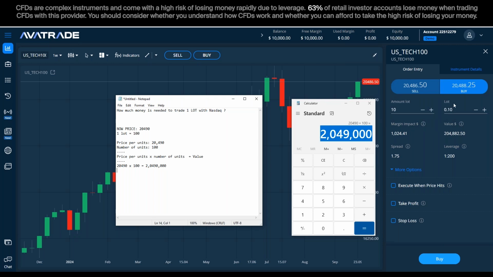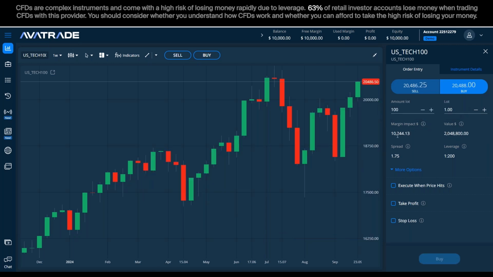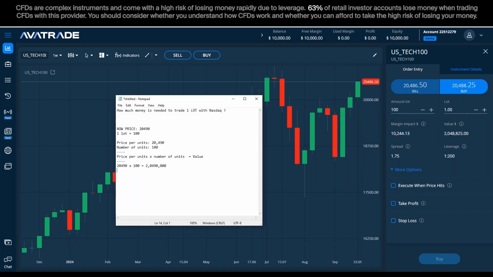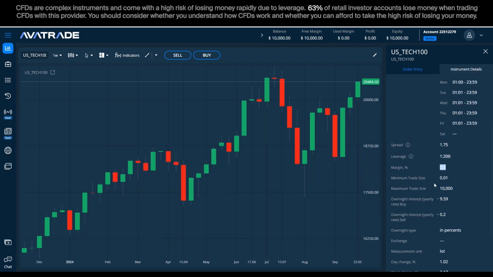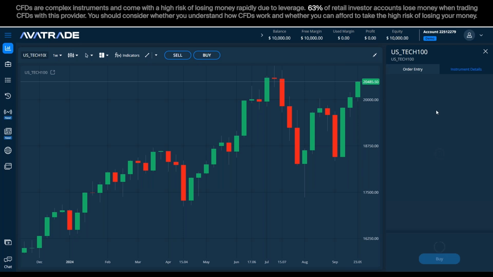And how did the margin impact turn out to be 10,000 and not this way? That is because of something called leverage. The leverage is 1 to 200, since this is a global account and not a European account. What it does is it multiplies buying and selling, as if I would have 200 times more than what I have. With the same logic, I can just divide this by the leverage, and then I know how much I need. If I go back to instrument details, it's also telling me that the margin here is 0.5% of the value.